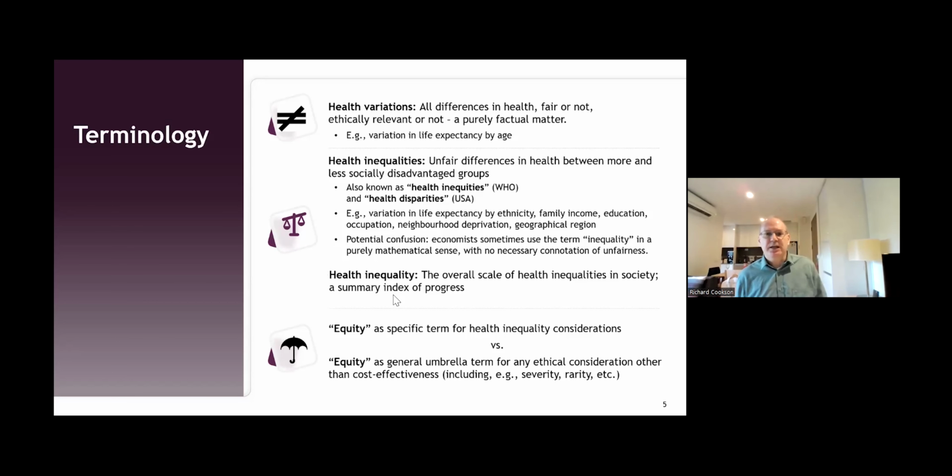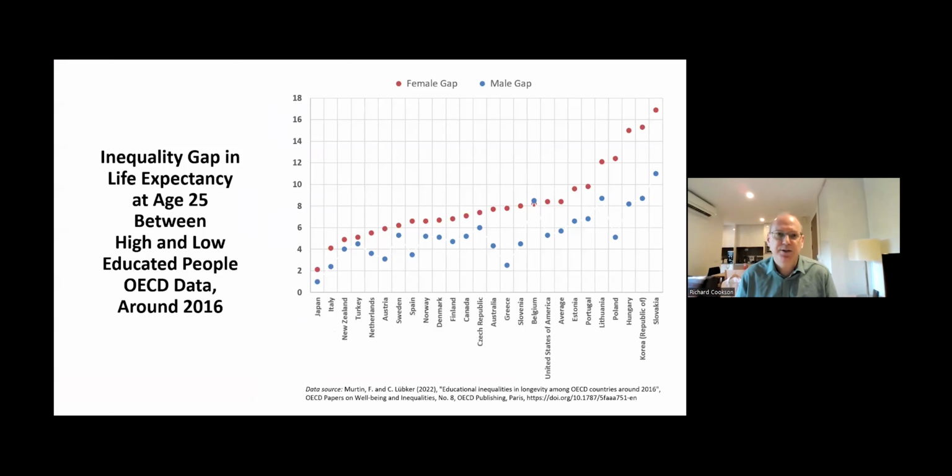The other thing to point out here is that equity can mean a whole bunch of other things, right? Not just health inequality. There are other unfair things in the universe. Severity of illness might be an unfair issue to think about. Rarity of the condition. If someone's in extreme distress, if there might be human rights issues, there are all sorts of equity issues in the world which are not health inequality. So sometimes there are trade-offs between different kinds of equity issue, and we'll come on to that in a minute.